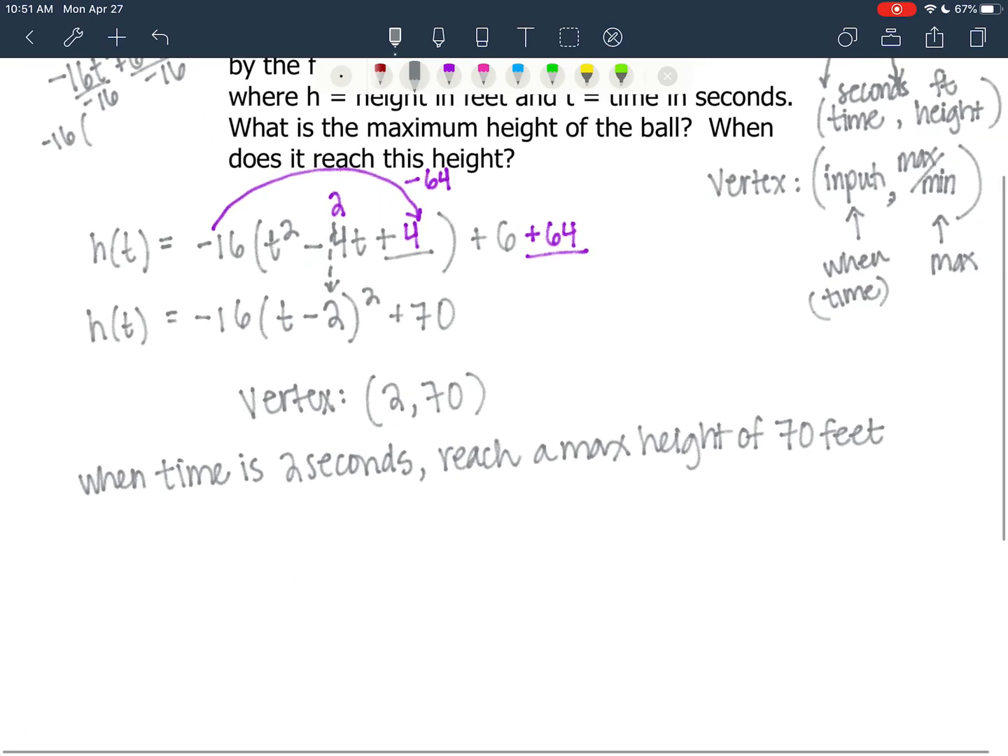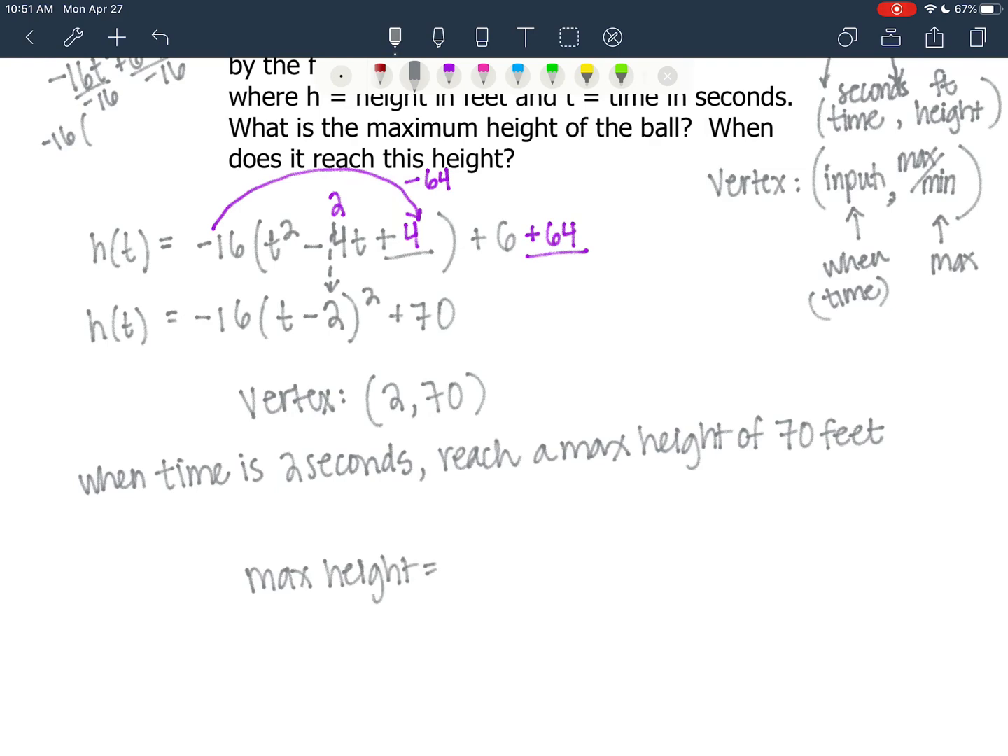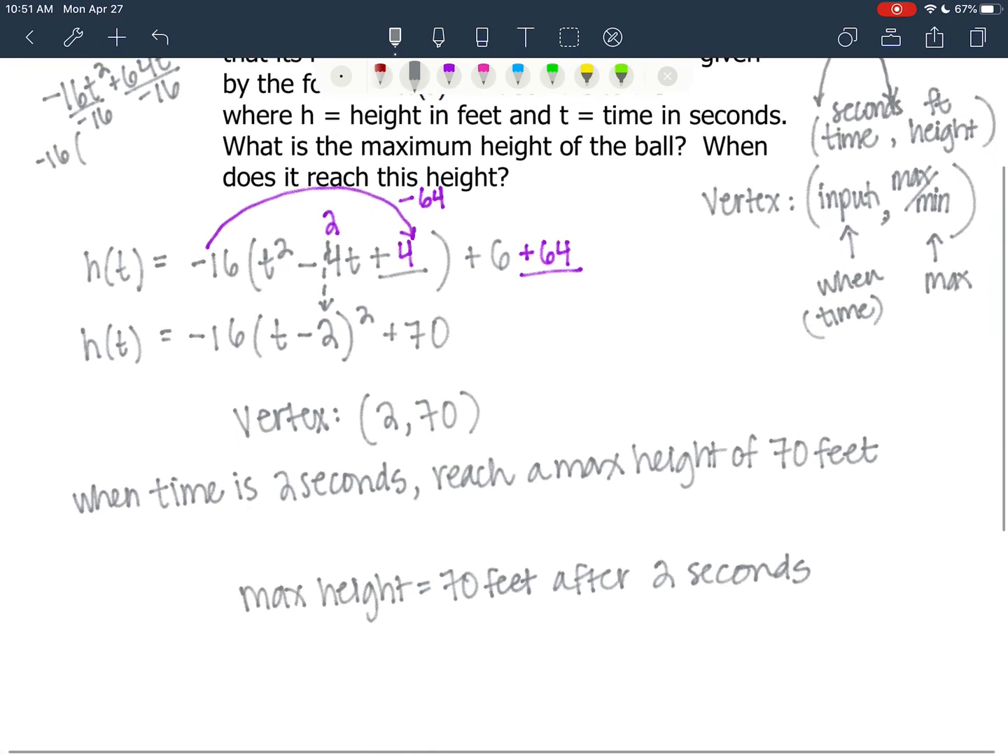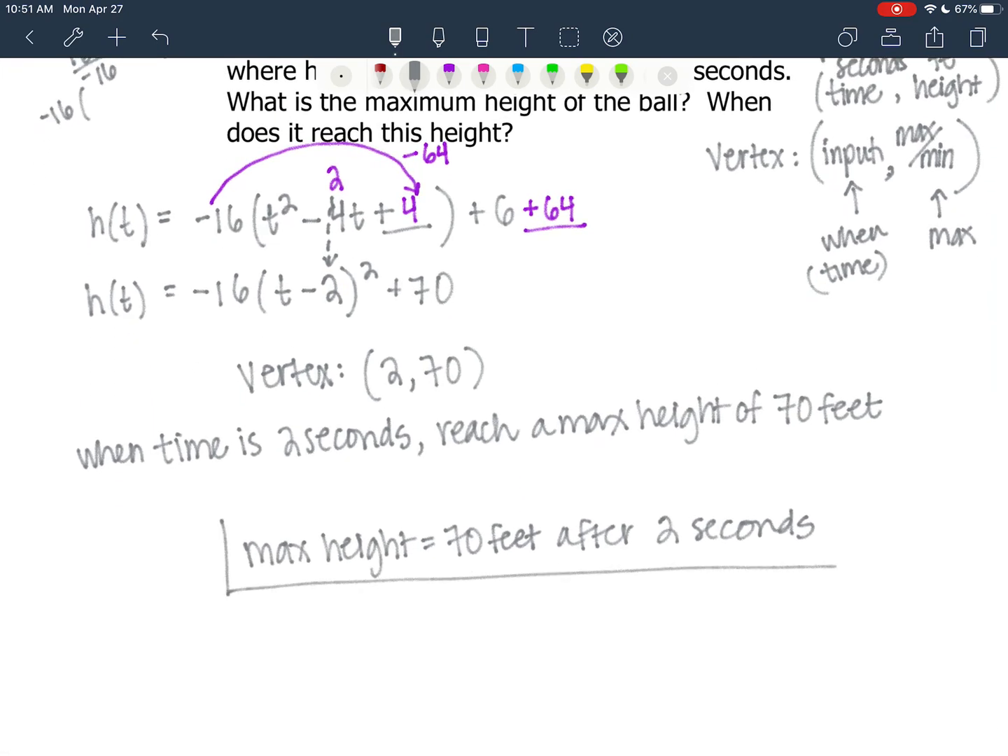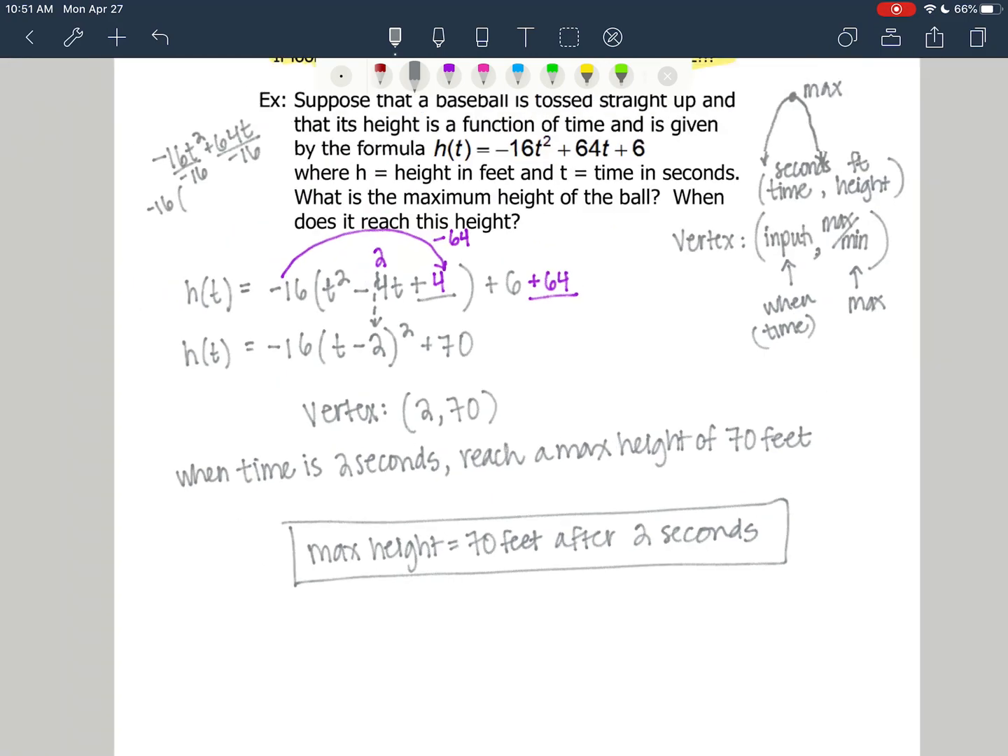So what is the maximum height of the ball? The max height equals 70 feet. And that happens after 2 seconds. So after the ball is tossed straight up, 2 seconds later, we will reach a maximum height of 70 feet, and then it begins falling back to the ground.